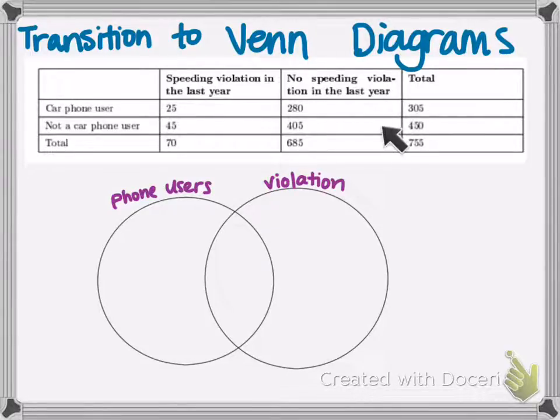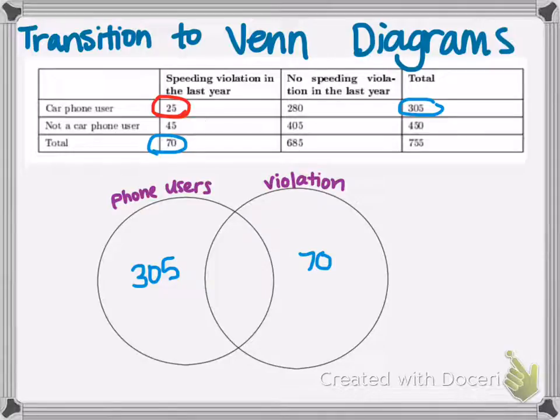We're going to convert this table into a Venn diagram where my two circles are phone users and violators. So the first thing I'm going to do is I'm going to put the number 305 in for phone users because that's my total from the table. Then I'm going to look at my total of speeding violators, which is 70. And so that's going to go in this circle. But you see I circled in red here. This is 25 people who are both phone users and speeding violators.